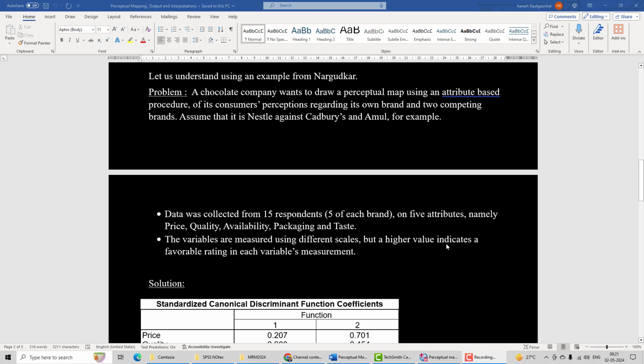The variables were measured using different scales. So in this perceptual mapping, we need not have the same scale for all the attributes. Each one can have its own separate scale, but they should be unidirectional. That means the higher the value, the more preferred the attribute is. So that is what is used here. And now let us look at the data so collected.